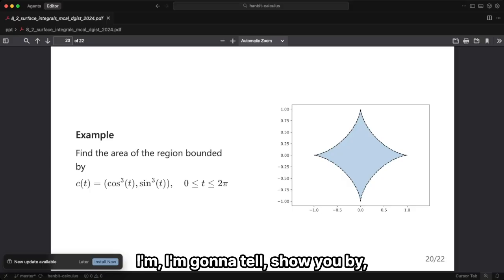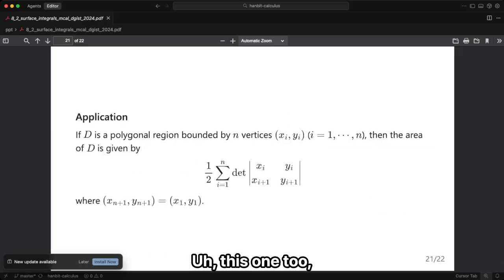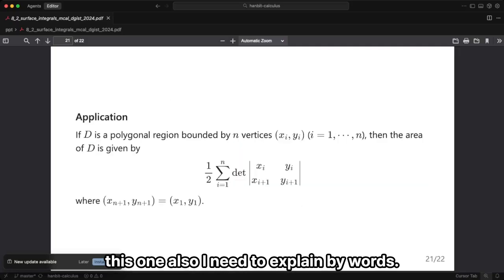I'm gonna show you when I finish the slide. I need to write something. This one too, this one also I need to explain by words.